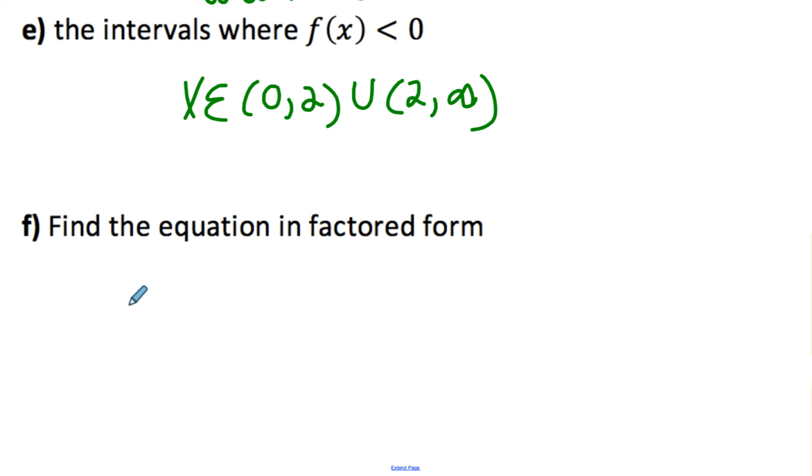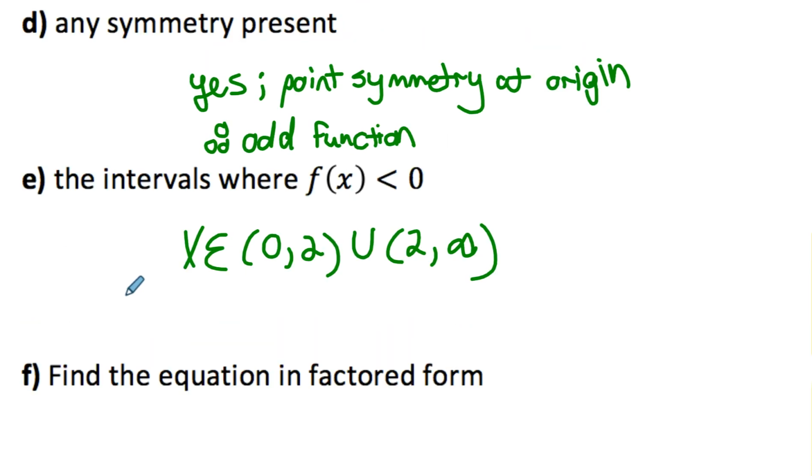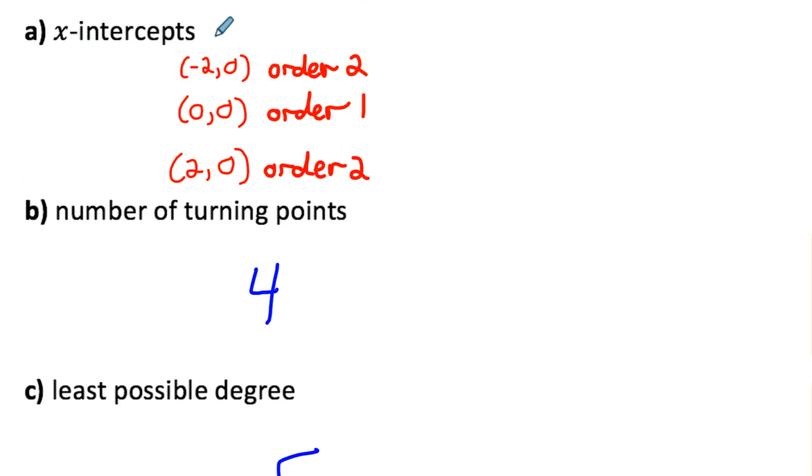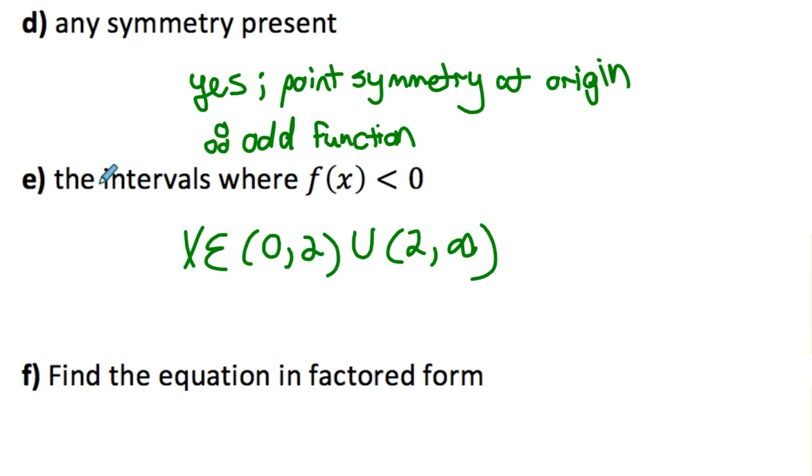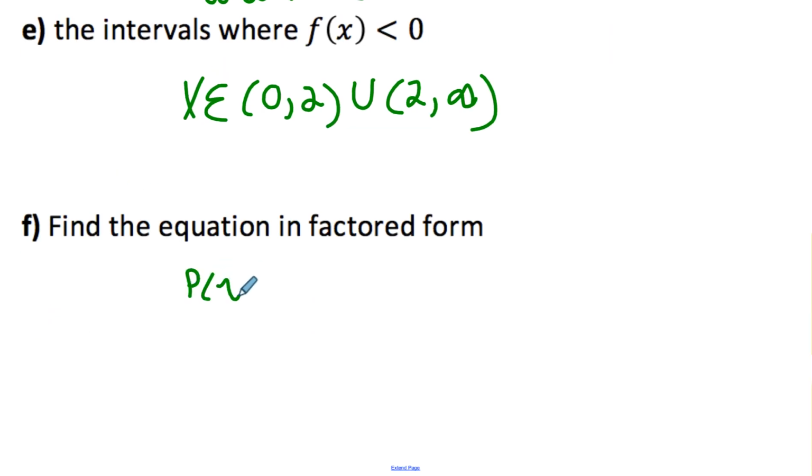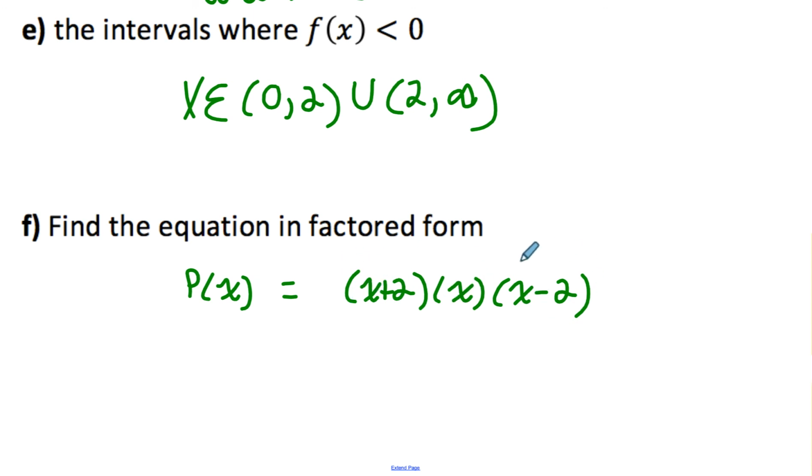Part F says find the equation in factored form. Well, to get the factors, I would have to figure out what factors would give me these x-intercepts of negative 2, 0, and 2. And those factors would be x plus 2, x, and x minus 2. The factor of x plus 2 gives me an x-intercept of negative 2. The factor of x gives me the x-intercept of 0. And the factor of x minus 2 gives me the x-intercept of 2.